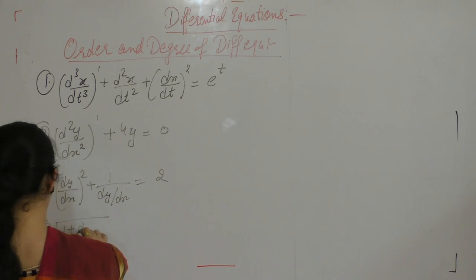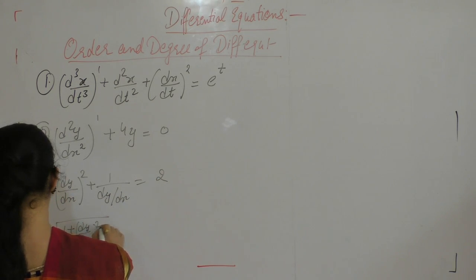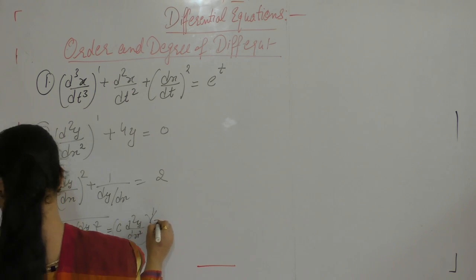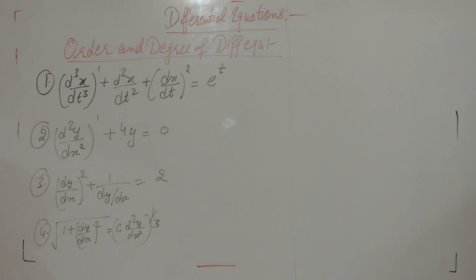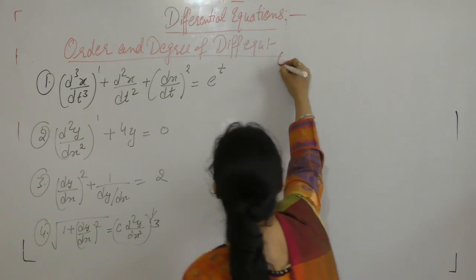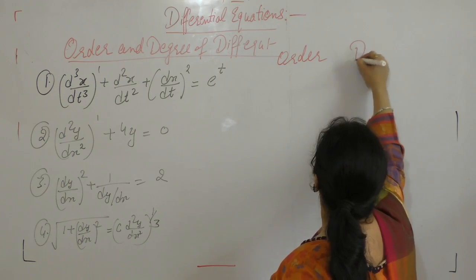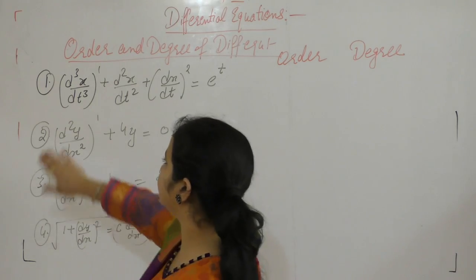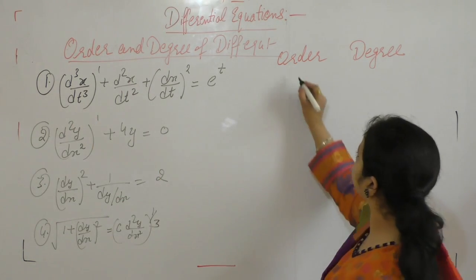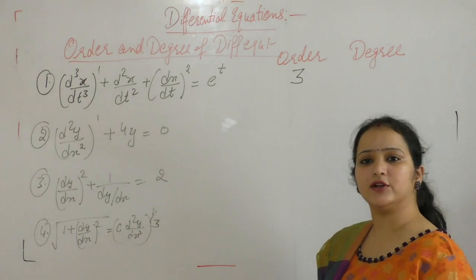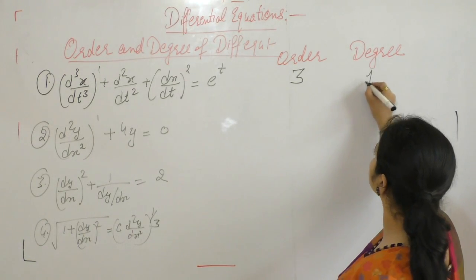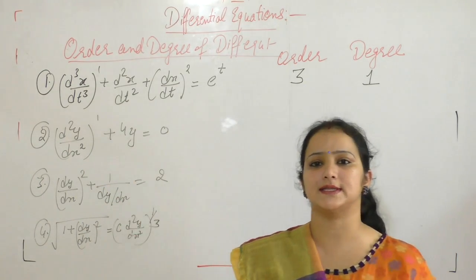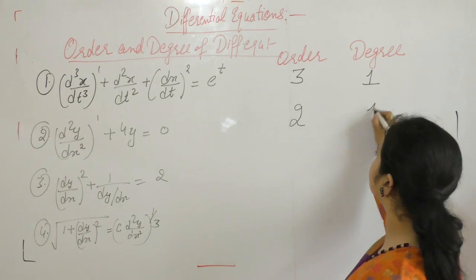Square root of 1 plus (dy upon dx) whole square is equals to c d square y upon dx square power 1 by 3. First we will find the order and degree of these equations. Now in the first question, highest order derivative is third order derivative. So order of this equation is 3 and power of the highest order derivative is 1. So degree is 1. In the second equation, highest order derivative is second order derivative and its degree is 1.